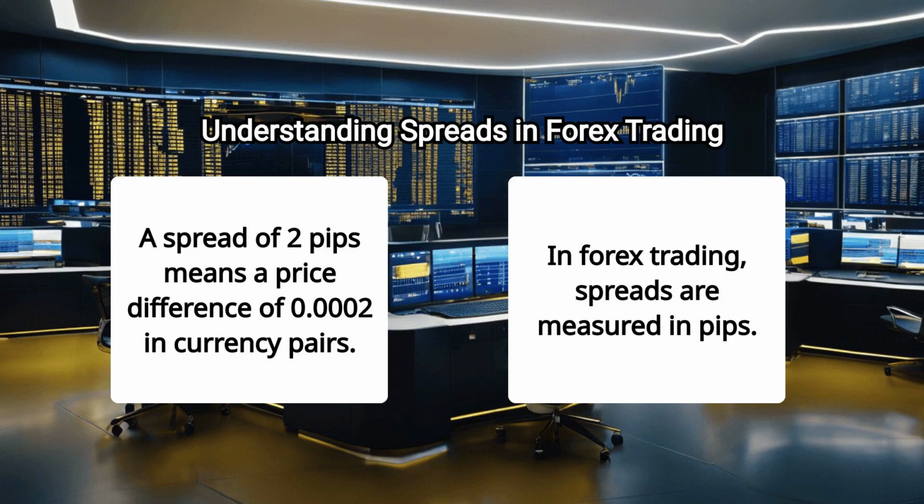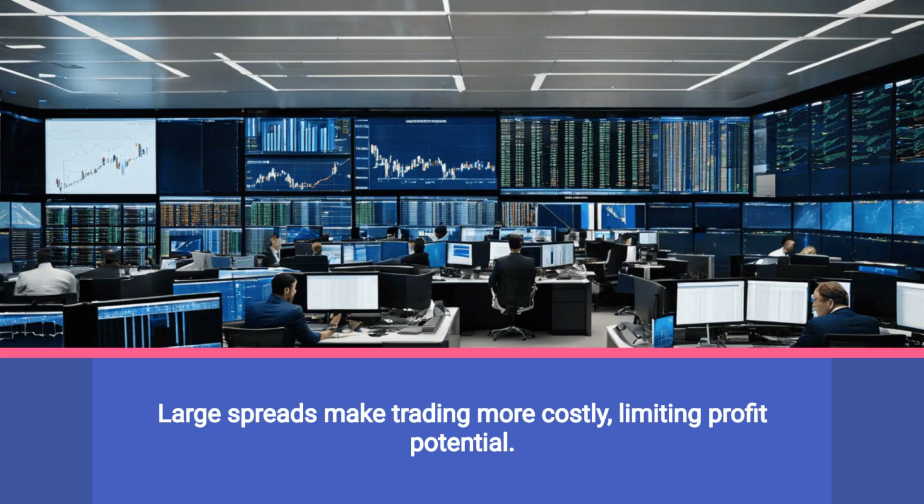For instance, if EUR/USD is being sold for 1.1200 but bought for 1.1202, the spread is 2 pips. Spreads really matter in trading. They affect your costs and how much money you can make. Trading is more expensive with bigger spreads. This makes it harder to be profitable.